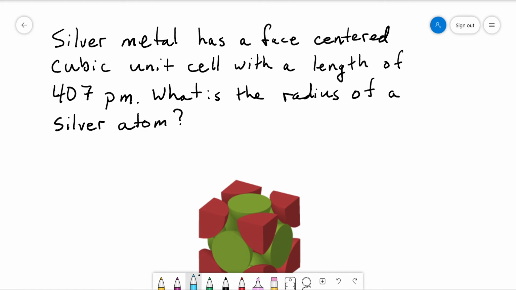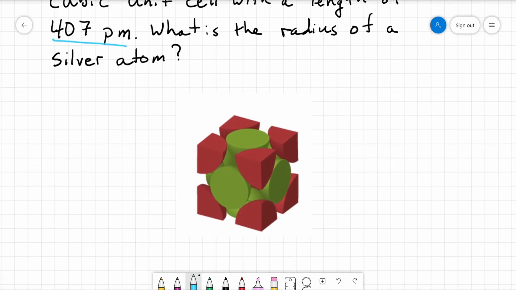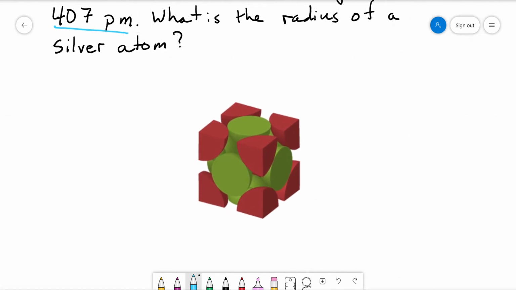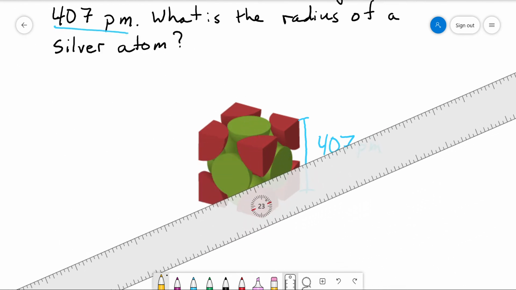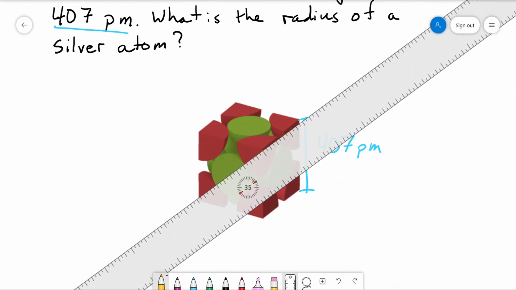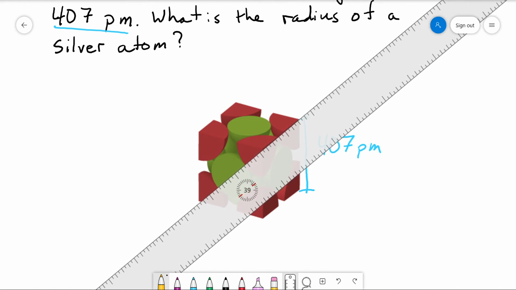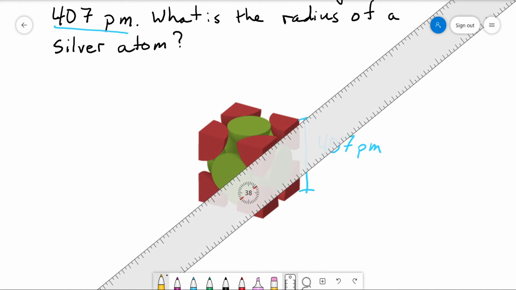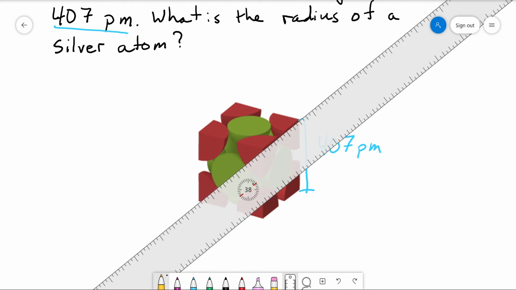Okay, we're really only given one value, and that's the side of this unit cell is 407 picometers. It doesn't matter which side we pick either, because this is a cube, but from there to there is 407 picometers. Now, let's talk about how we're going to go about solving this. You'll notice that all of the spheres touch each other. So if we can figure out, along this diagonal, how many radii we have, I think we might be able to solve the problem.